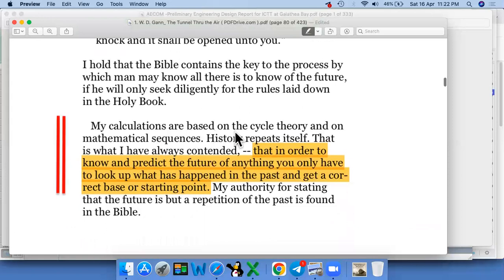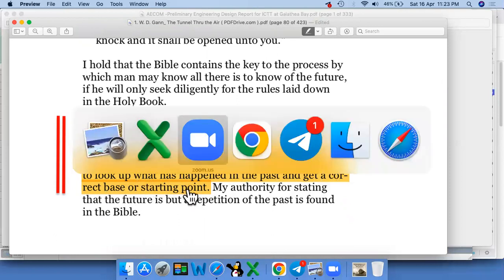My calculations are based on cycle theory and on mathematical sequences. History repeats itself. That is what I have always contended. That in order to know and predict the future of anything, you only have to look up what has happened in the past and get a correct base or starting point. So he is talking about two important things: one is the cycles which have happened in the past, and the second is that you need to know the correct point. Now, how do we find out the correct point?